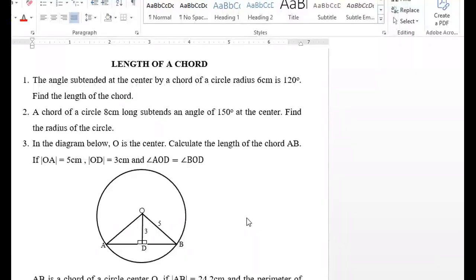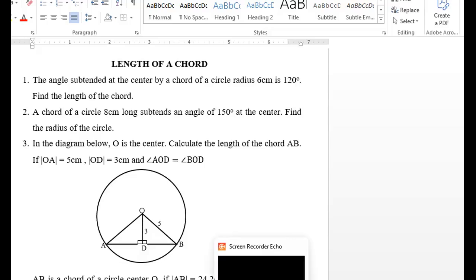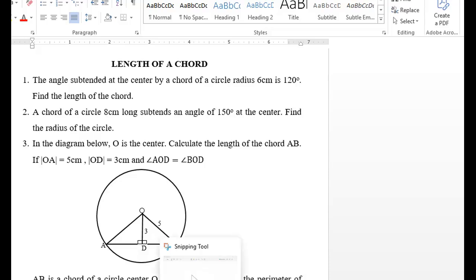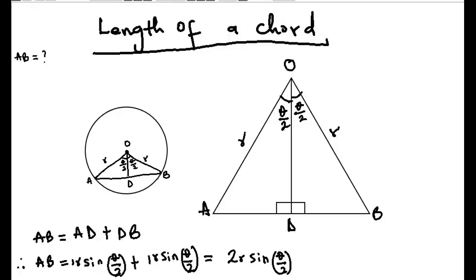So the first question here is: the angle subtended at the center by a chord of a circle of radius 6 cm is 120 degrees. Find the length of the chord. So you've heard that sentence, find the length of the chord. So you should apply the formula for finding the length of a chord straight away. Let's see, number one here.